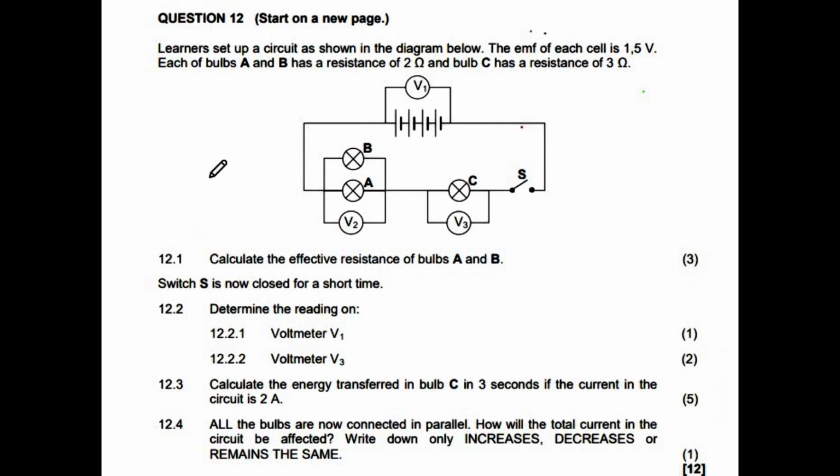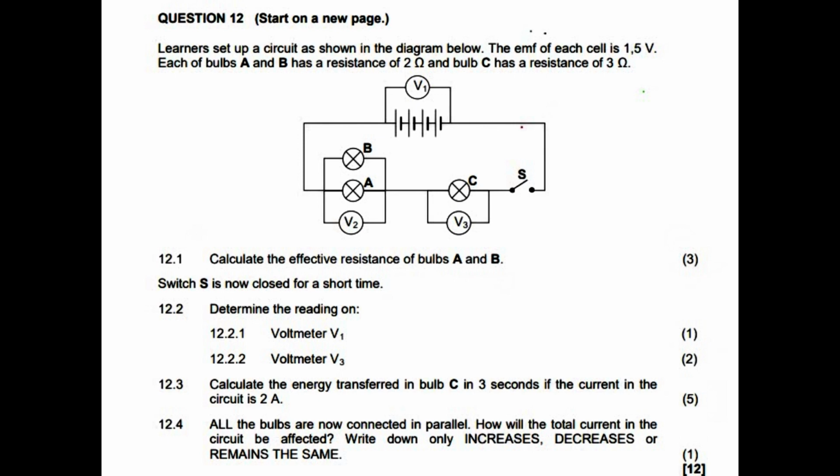Question 12. Let's read this question together. Learners set up a circuit as shown in the diagram below. The EMF of each cell is 1.5 volts. Each of bulbs A and B has a resistance of 12 ohm, and bulb C has a resistance of 3 ohm. Let's look at this electric circuit diagram that is given.